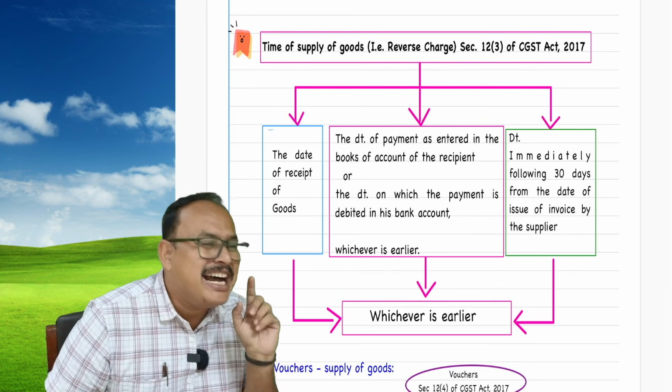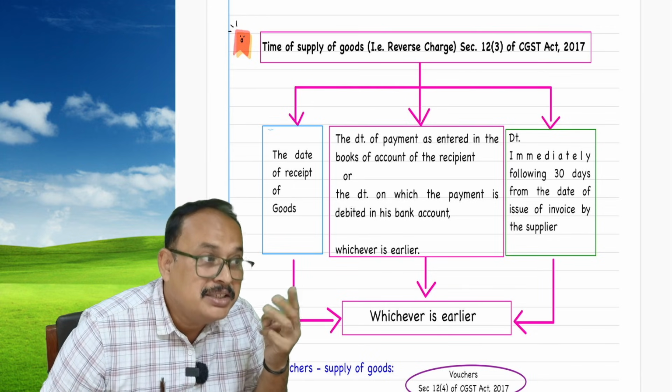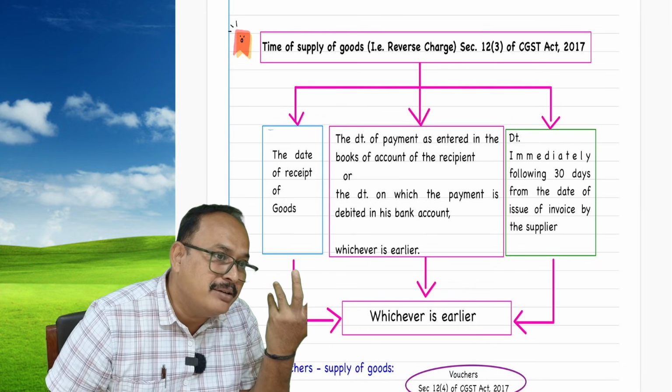If the supplier is a registered person, and the recipient is a registered person, in supply of goods the recipient should issue the invoice as per section 31(3)(f) within 30 days from the date of receipt of the goods. Issue the invoice. Is that clear, my dear friends?